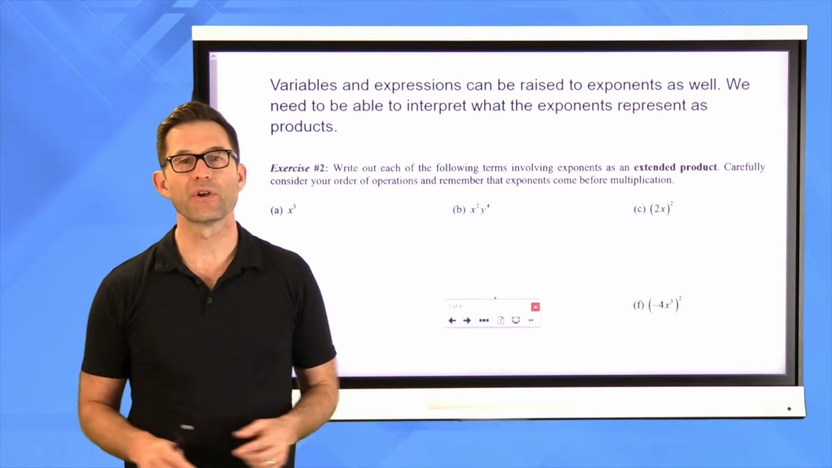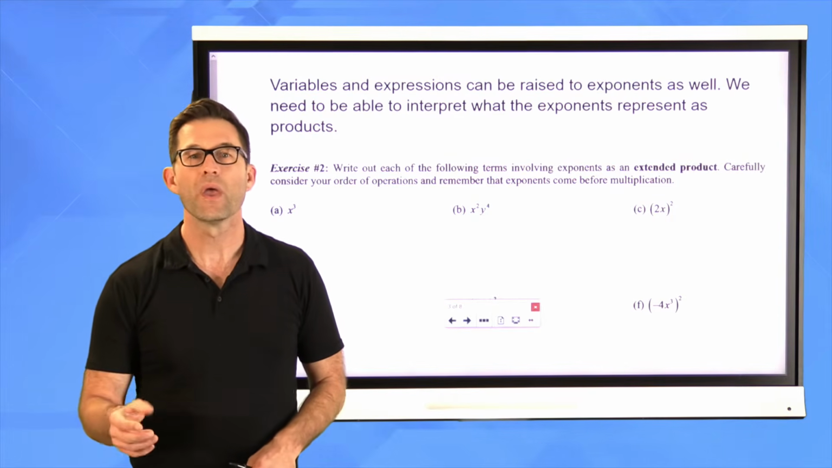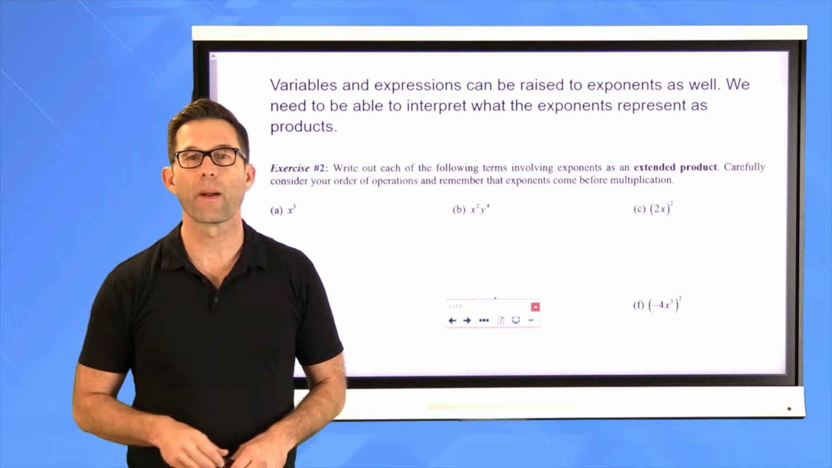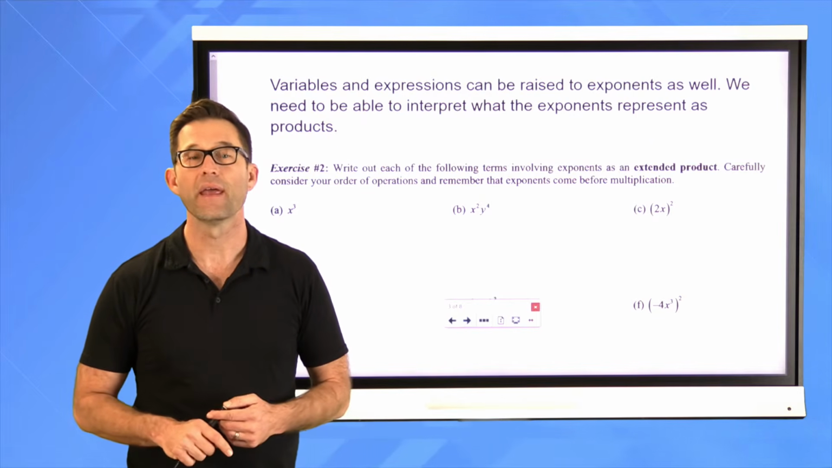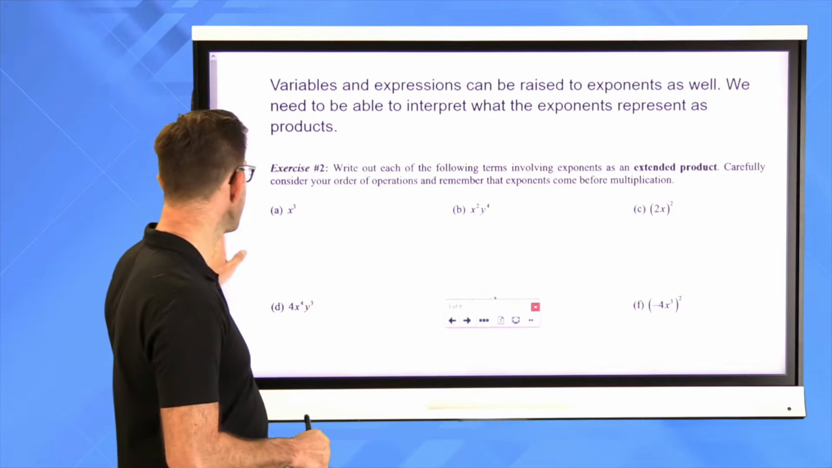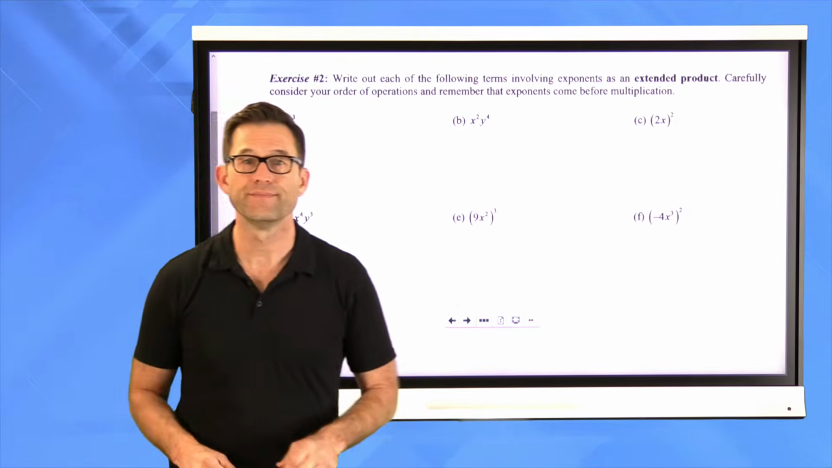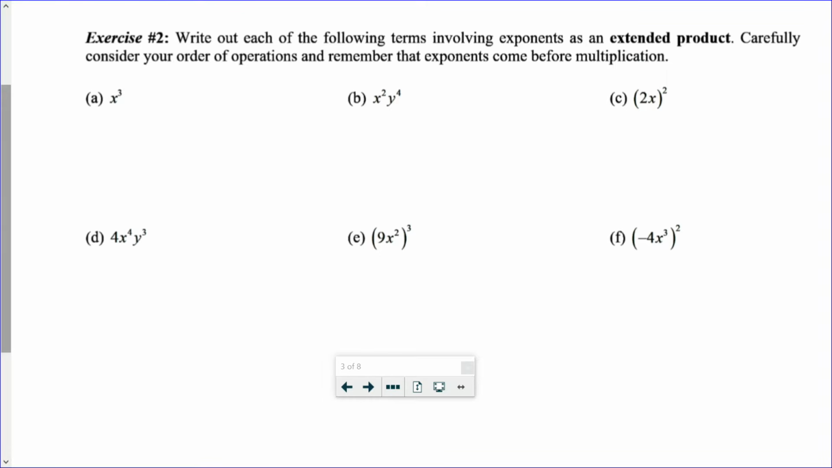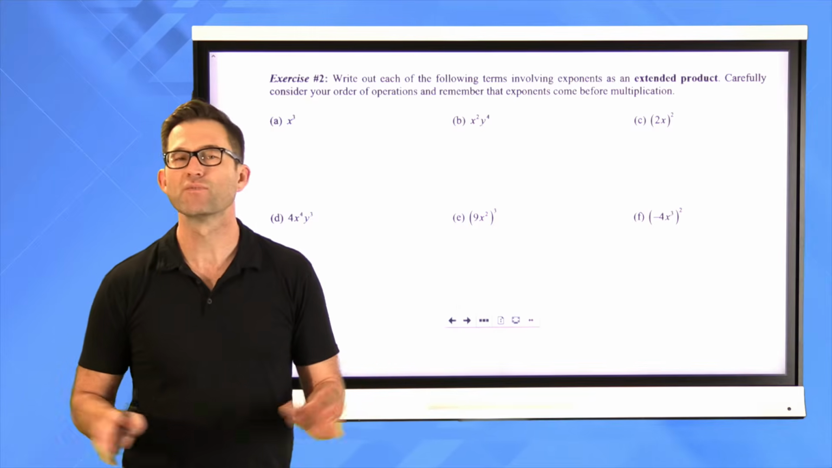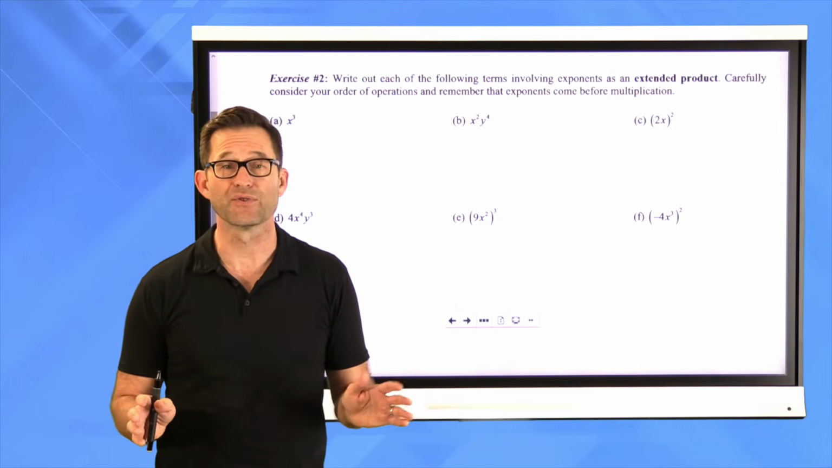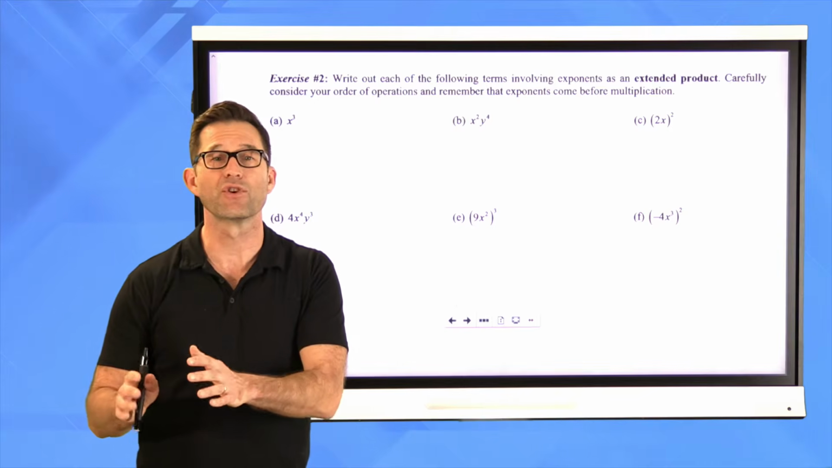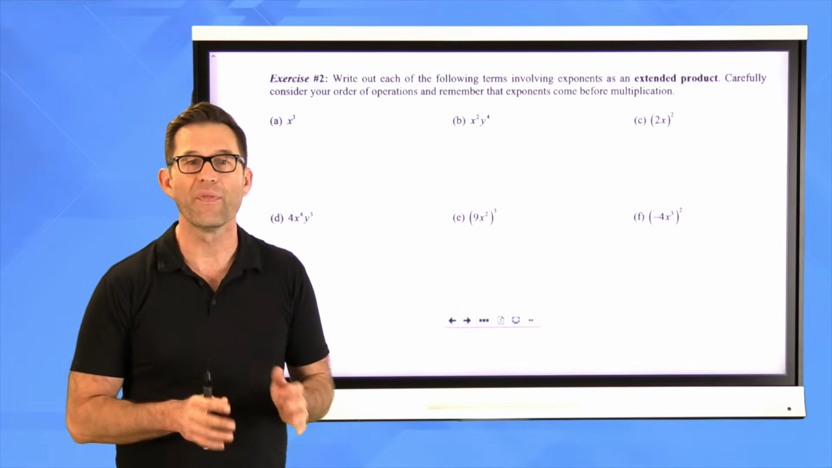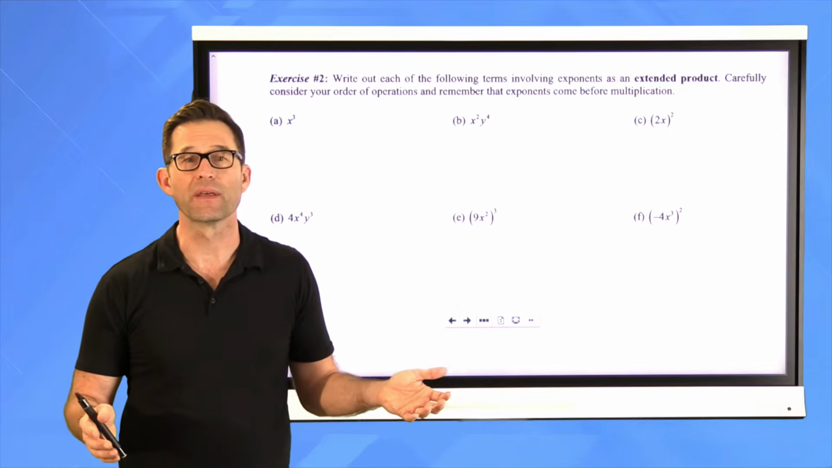Now, variables and expressions can also be raised to exponents as well. We need to be able to interpret what the exponents represent in terms of products. So let's take a look at exercise number 2. Write out each of the following terms involving exponents as an extended product. Carefully consider your order of operations and remember that exponents come before multiplication. All right? So, this is very similar to what we did in the last exercise. The big difference is we're not going to come up with a final answer in terms of a number. I just want to write out what this means. And let's start with the simplest thing we can, right?